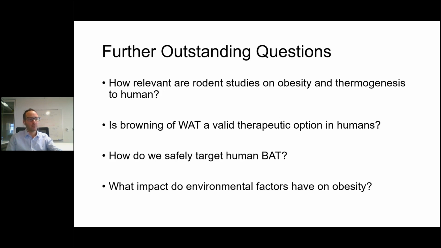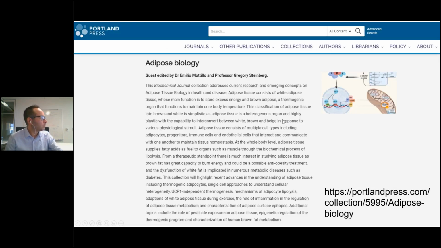Finally, an outstanding question that remains is, what impact do environmental factors have on obesity? We know that genetics play an important factor in determining obesity and diabetes, but obviously there's interaction between various environmental factors that were highlighted by Greg, and understanding how these environmental factors interact with genetic factors to promote obesity and diabetes.